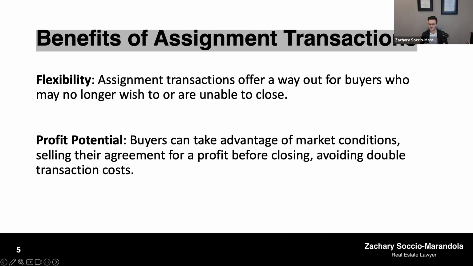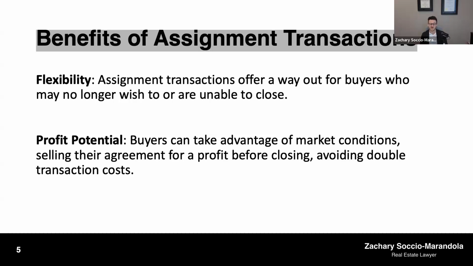So there are some overall benefits of allowing assignment transactions, which are an implication of legislation. These are allowed in Ontario. Essentially, the main thing it does is allow for flexibility. Assignment transactions can offer a way out for buyers who are not able to close anymore or no longer wish to. Again, it's mostly associated with new construction. A lot of times we have multiple years between the original signing of the agreement of purchase and sale and the eventual closing, so life circumstances may change. Assignment offers a way out.